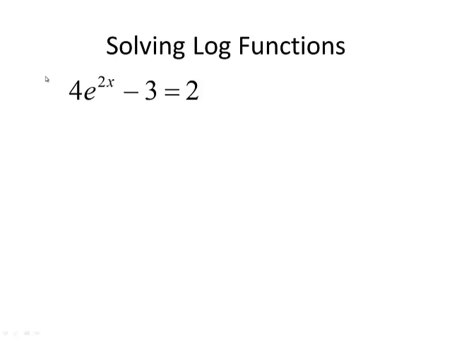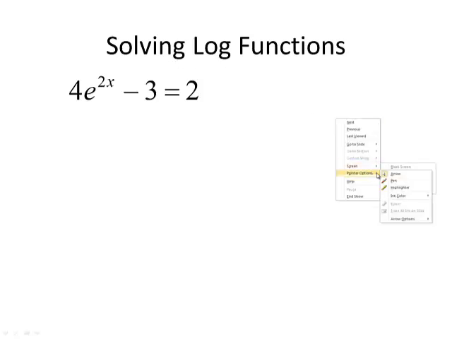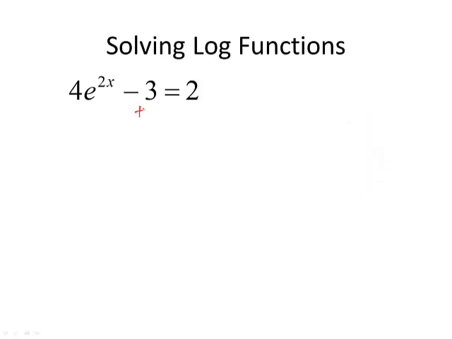just added one more step. I'm kind of extending this a little bit, adding one more step or combining some steps that we've done before. So we have negative 3. We're trying to get the x by itself. So first we're going to get rid of that negative 3. We're going to add 3 to both sides. Ooh, that's a curly 3. 4e to the 2x is equal to 5.